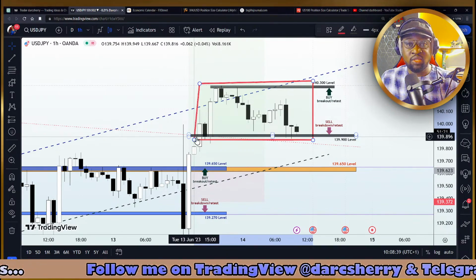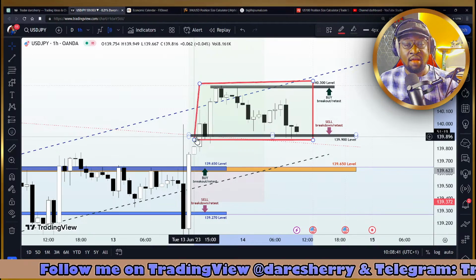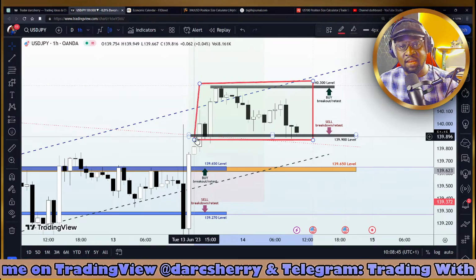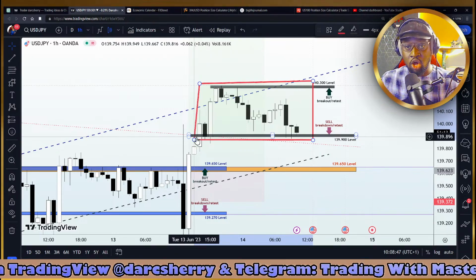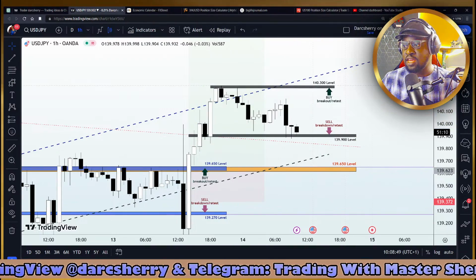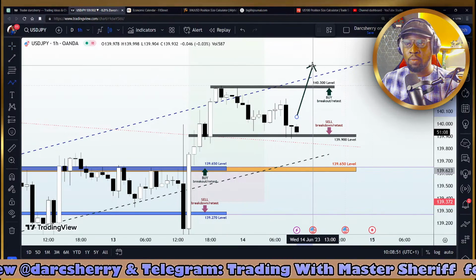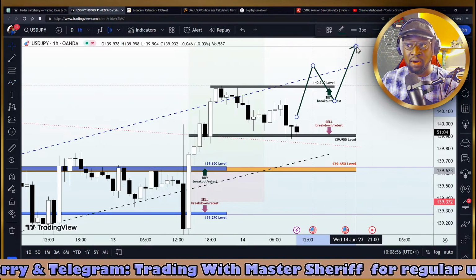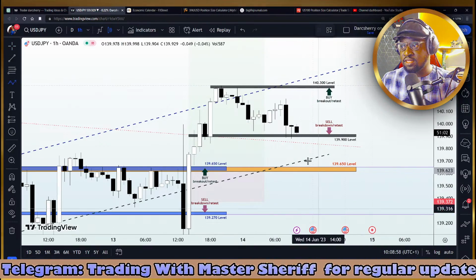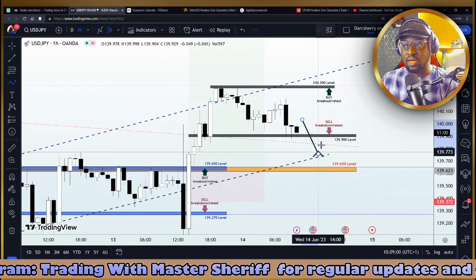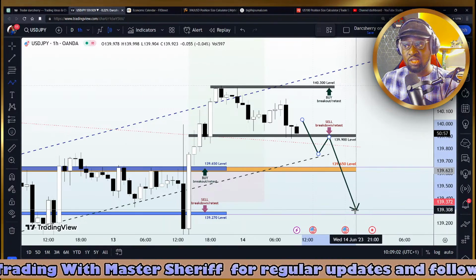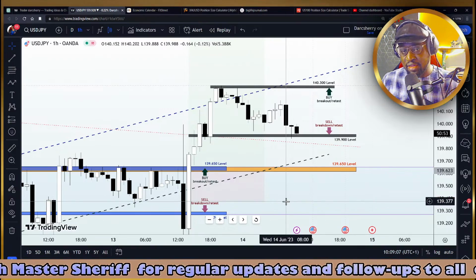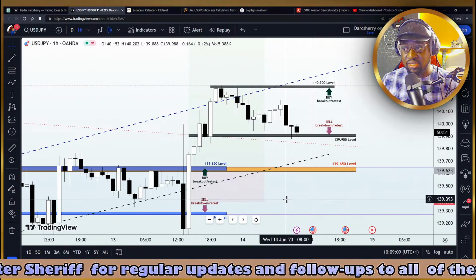And you know how we do it whenever we have this kind of simple flat channel like this. We want to remain patient, wait patiently for structures to mature, which is always going to come in the form of either a breakout of the resistance line of this flat channel to give us an opportunity to buy, or the breakdown of this support line at the 139.900 level to give us an opportunity to sell. So let me first of all talk about the expectations of sellers at this particular point in time.